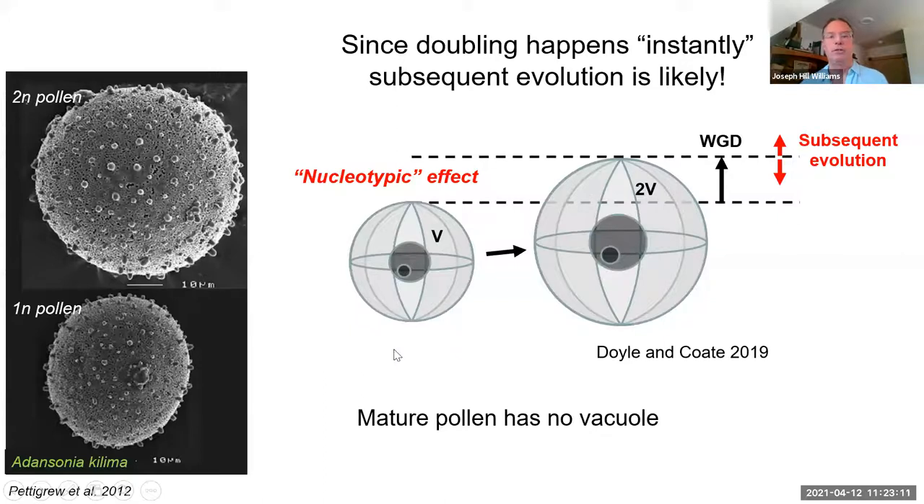So what would we expect, since doubling happens instantly? The nucleotypic effect results in a 1.26 increase in diameter, a doubled volume. And that's very likely to affect the function of that pollen, especially if it's evolved to be its particular size for some reason. So subsequently, you would expect evolution to act pretty quickly to affect that pollen size, whether it's an opportunity or an obstacle, and it might gain access to new phenotypic space.